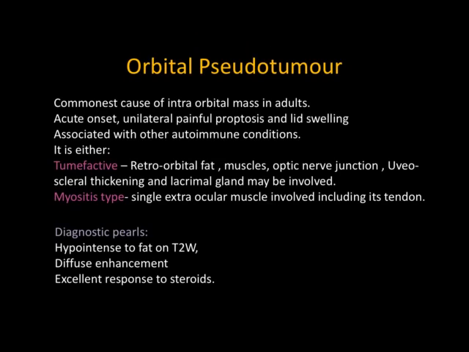Orbital pseudotumor is the commonest cause of intraorbital mass in adults. Acute onset, unilateral and painful. Thyroid is bilateral, painless, and chronic. It is associated with other autoimmune conditions and can be tumefactive or myositis type. In myositis only the muscle is involved; tumefactive can involve the globe, retrobulbar region, intraconal fat, extraconal fat, lacrimal gland, etc. It is hypointense to fat on T2 and responds to steroids.